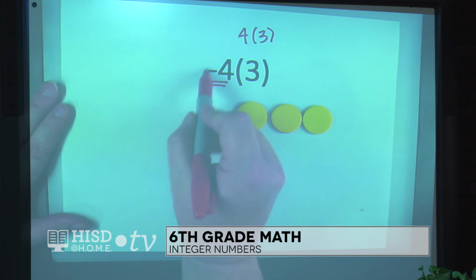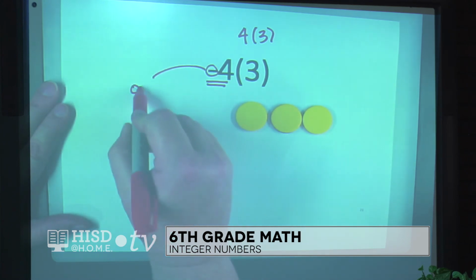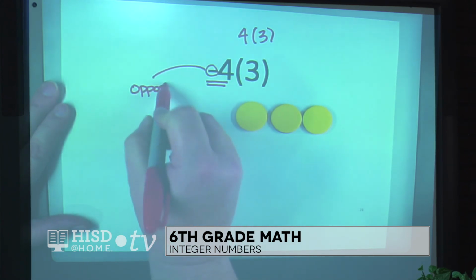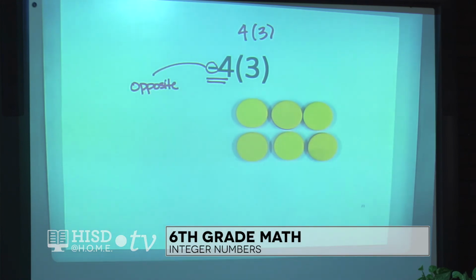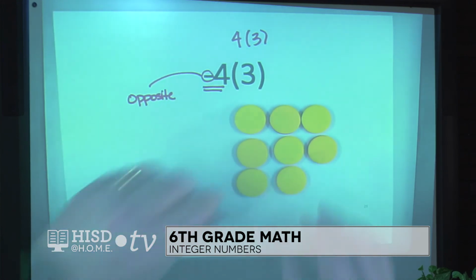Well, remember that the negative sign represents an opposite. So this problem is telling me I want to do the opposite of 4 groups of 3. Okay, I think I can do this now. I've got a group of 3. I need to do 4 groups of 3. I can do this. Are you doing this with me?